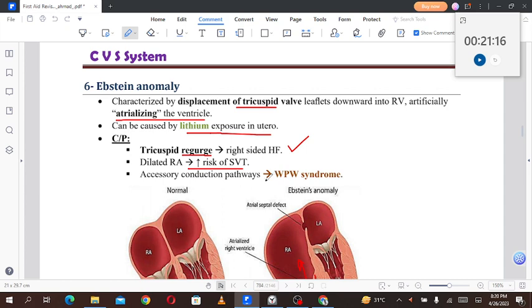Accessory conduction pathway, for example, Wolff-Parkinson-White syndrome. So the clinical presentation of tricuspid regurgitation can include a dilated right atrium with supraventricular tachycardia, or an accessory conduction pathway, for example, Wolff-Parkinson-White syndrome. All of these conditions can be present in such a scenario.